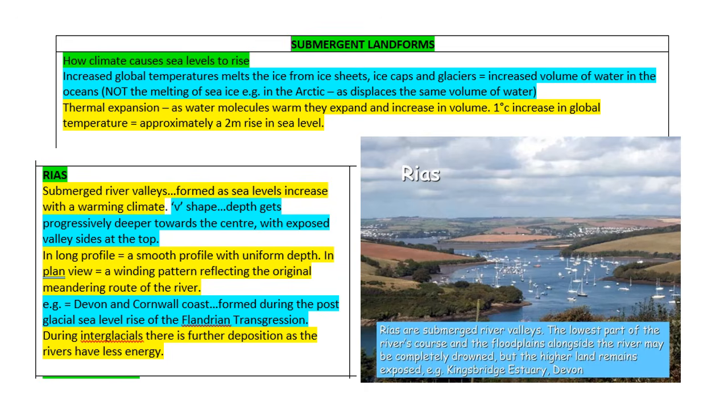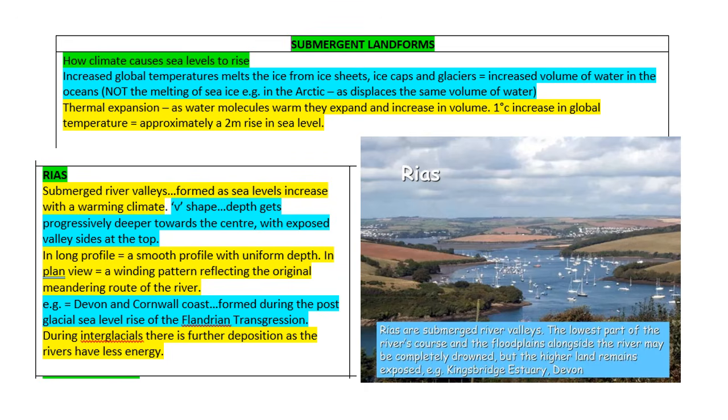So the first submergent landform we need to be able to talk about is a ria. A ria is a submerged river valley, and they form as sea levels rise and they flood that former river valley. They have a distinctive V shape under the water. The depth gets progressively deeper towards the centre, with exposed valley sides either side. And that is reflective of the former V-shaped valley that was formed by the river.